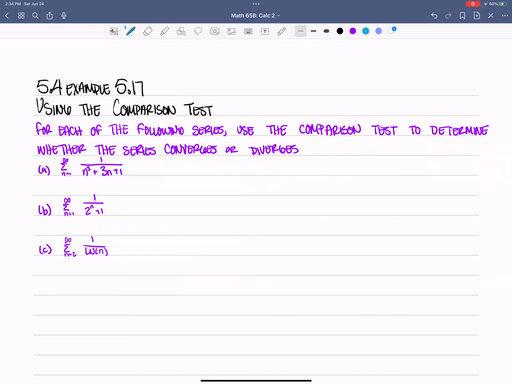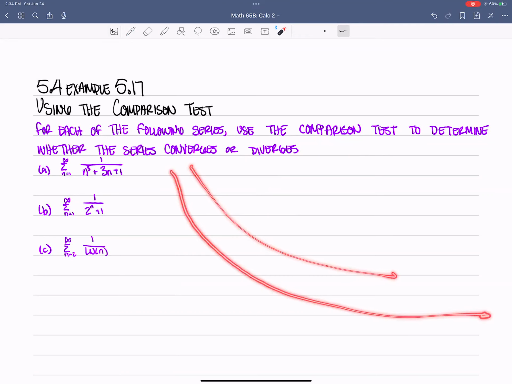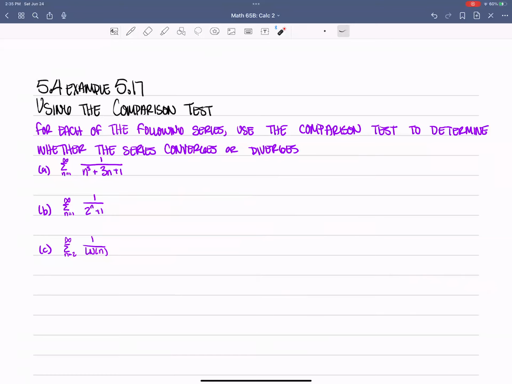Section 5.4, example 17, using the comparison test. So, comparison test, similar to, I believe we went over the squeeze theorem. We're looking at two values: if this larger function converges to a value, then this one's forced to converge to a value as well, just because it's smaller, but it still converges.